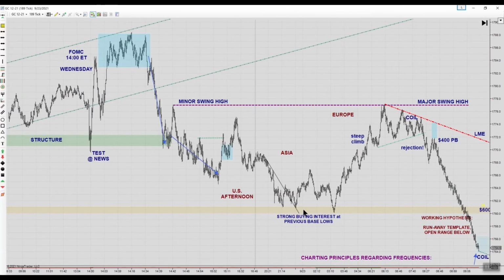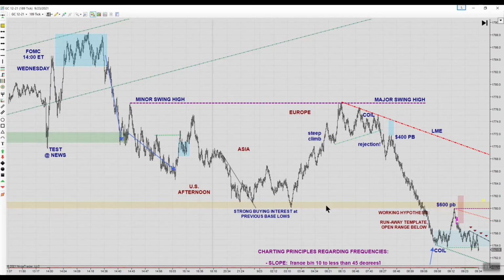Overnight in the Far Eastern session we do find lower lows and some buying interest emerges just above 1760 for a base to build up here. The European traders do take it back up to 1777, leaving us about a $1,700 box within which we are working. I show up around 7 a.m.